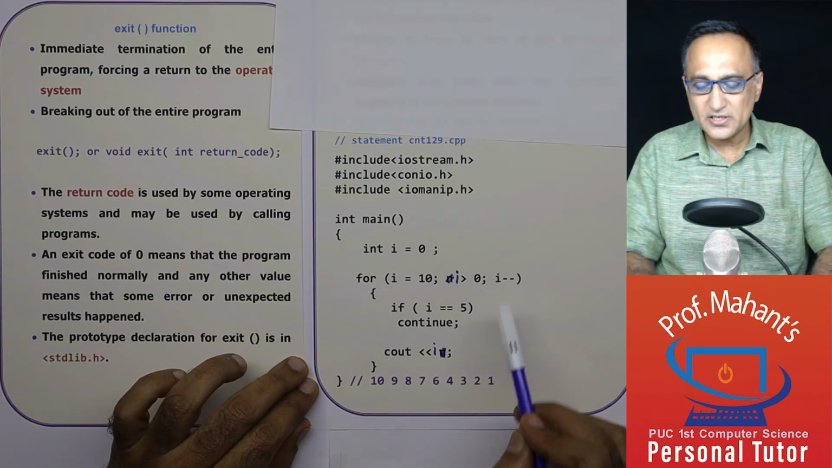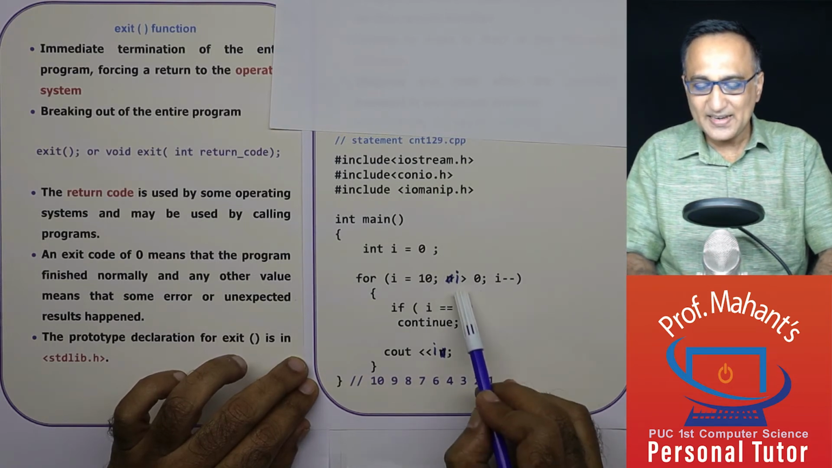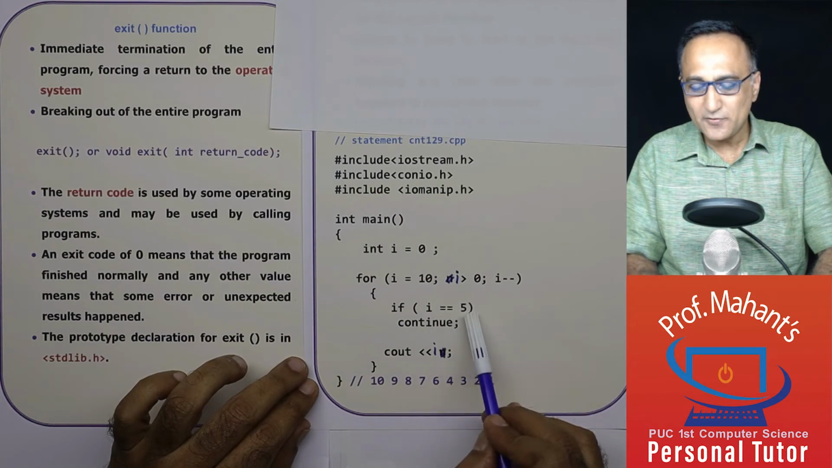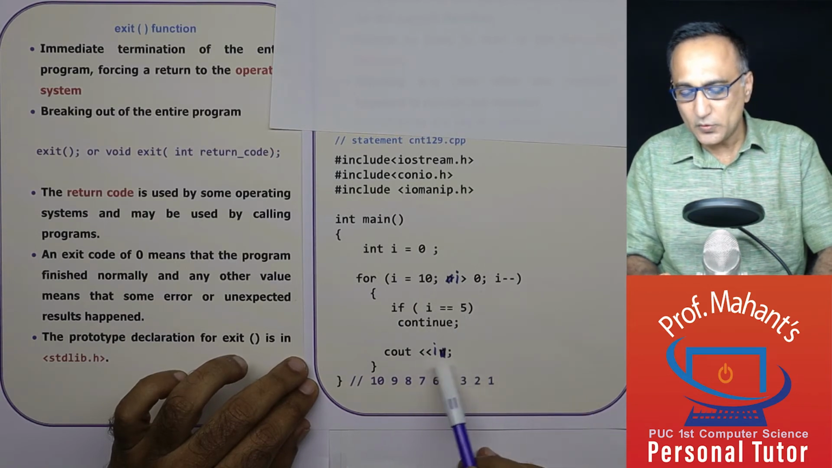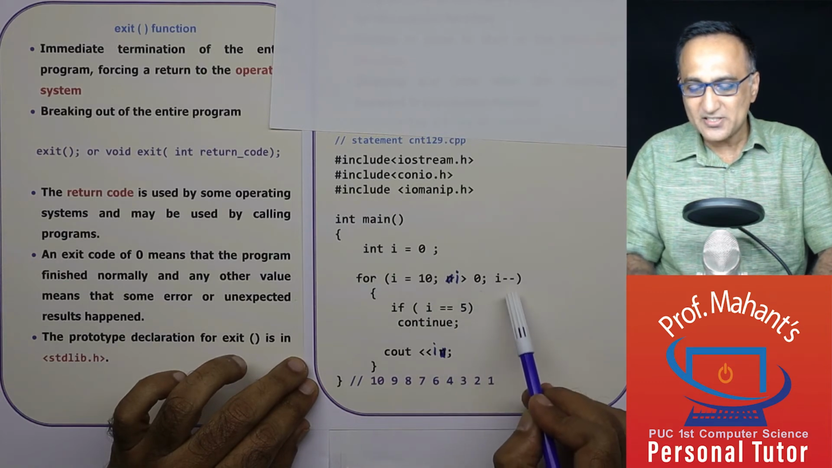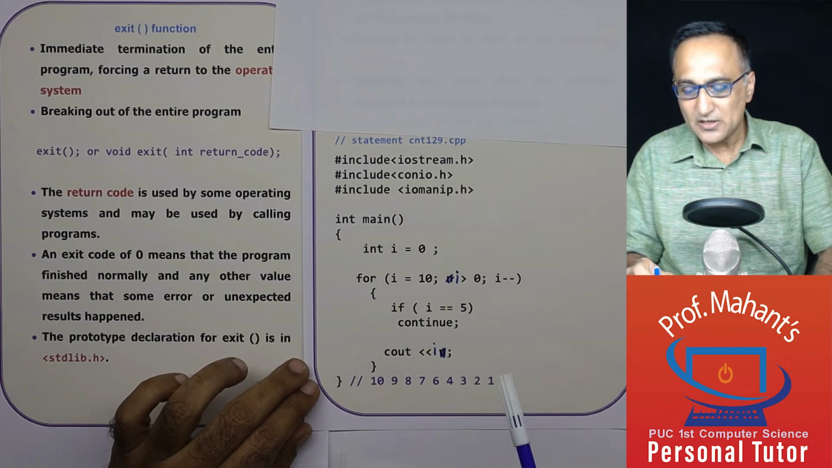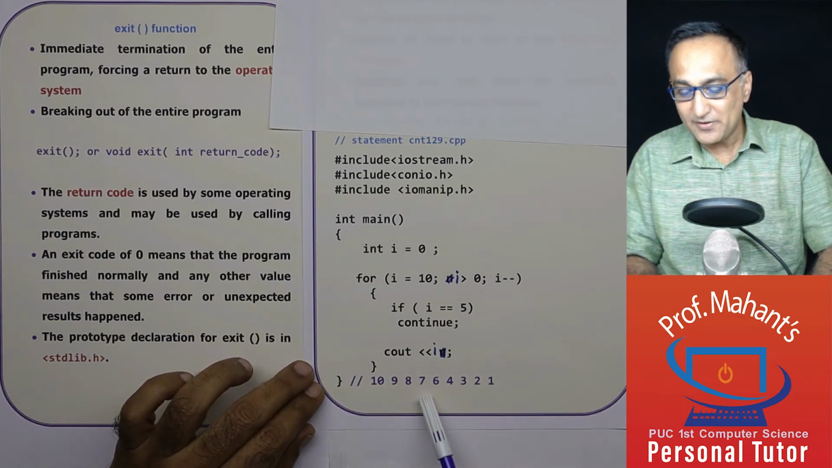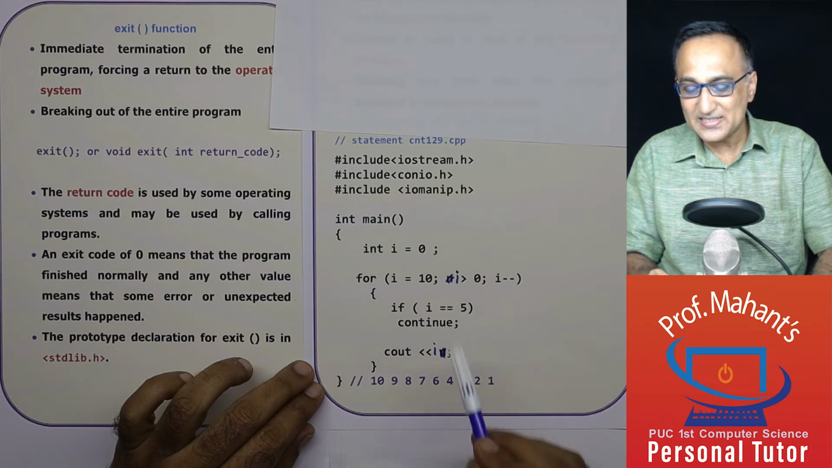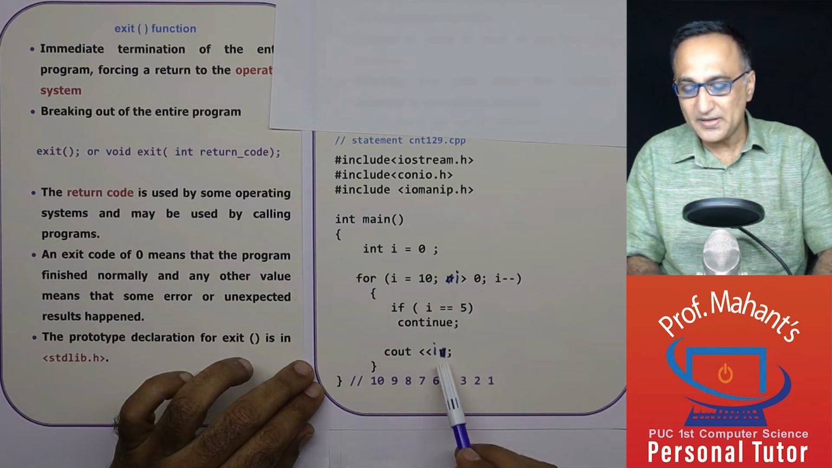Then i reduces, it becomes 9. When i becomes 9, 9 is greater than 0. Is 9 equal to 5? It is false. So it will print i. It will print 9. Then this way i gets reduced. It becomes 8. It becomes, sorry, it doesn't become 5, it becomes 7. Let's say i is 6. 6 is equal to 5 is false. So it will print 6.